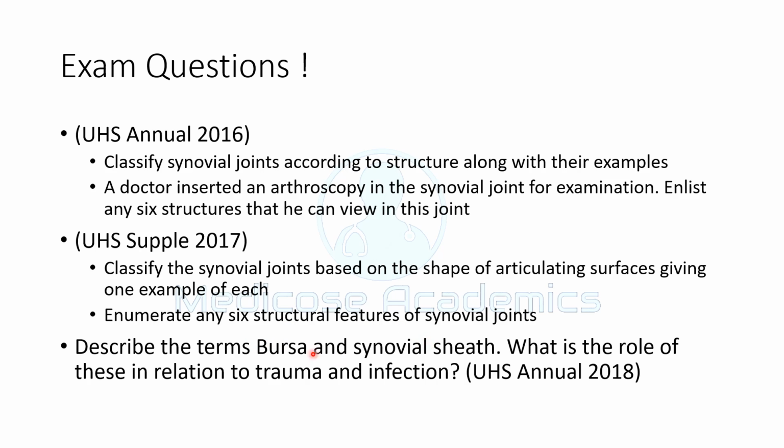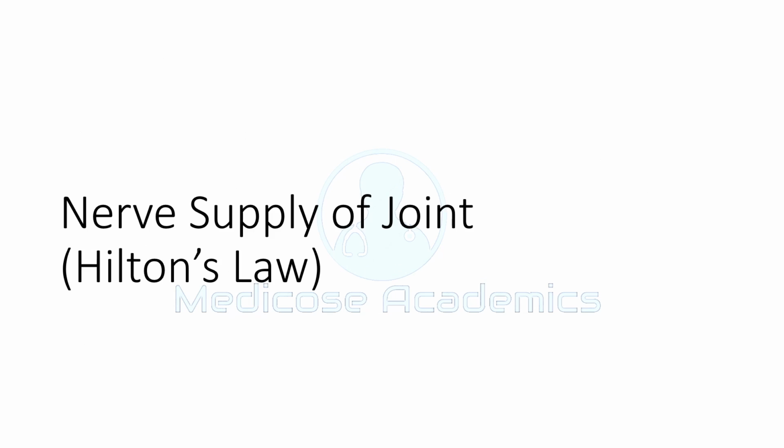We discussed what is their role in relation to trauma and infection. When trauma and infection occur, they usually tend to get inflamed, and when they get inflamed they swell up. In studying the gross anatomy, try to remember the names. You will study Baker's cyst, you will study clergyman's knee, you will study housemaid's knee. So when they are inflamed, they get swollen and appear as swelling on the surface and the movement is painful. What is nerve supply law of Hilton?